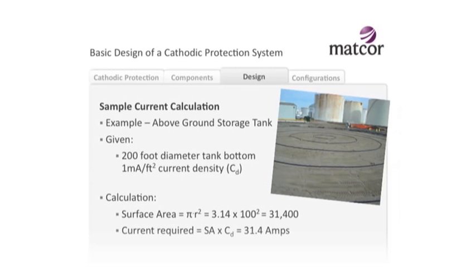So I'll give you a sample calculation here. I talked about an above ground storage tank, again, a very common CP application. MatCor has systems that we sell for this.